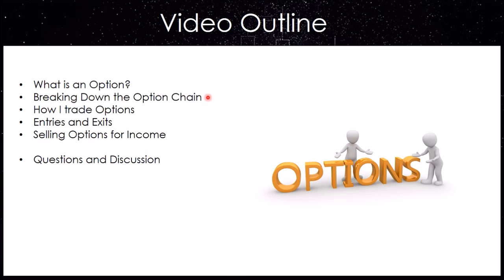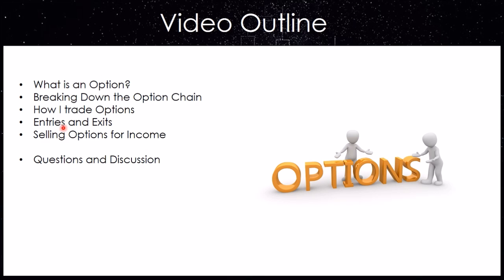Then we're going to break down the option chain, all those Greeks and numbers that, again, look intimidating. Once you get the concept down, it really is easy to move forward. We're going to look at how I trade options, some personal examples. As many of you know, it is short-term trading, usually day trading, and certainly some nice gains to be had there. Entries and exits: how do you know which option to buy? When do you buy and when do you sell? Certainly the charts are very key in answering that question.